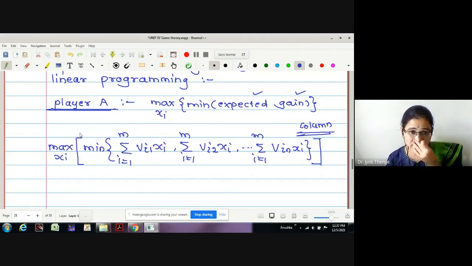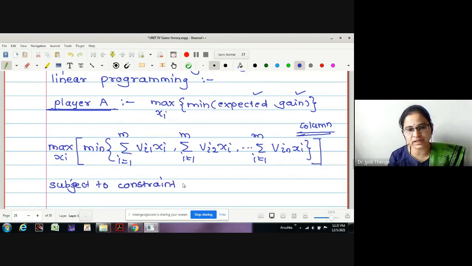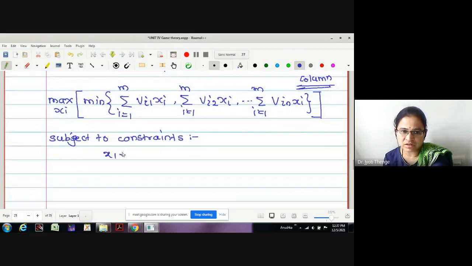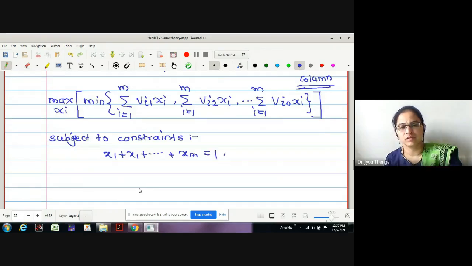Okay. What are the constraints on this? What are the conditions on the probabilities? As we have involved probabilities in this discussion, what are the constraints on the probabilities we know? May I write the first constraint as: sum of probabilities is 1? Is it okay?